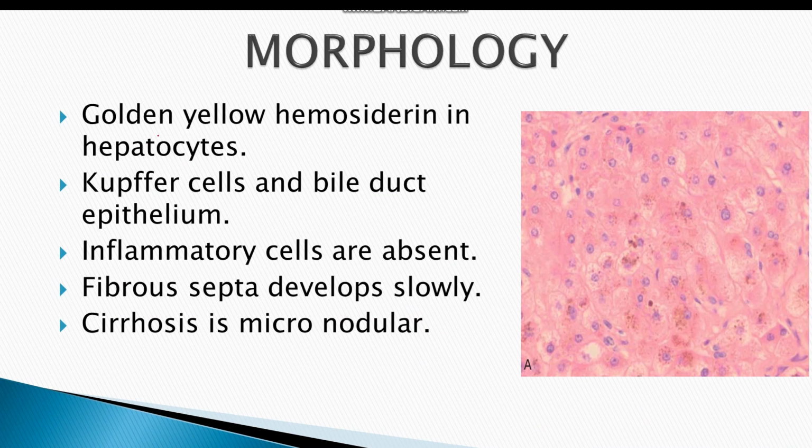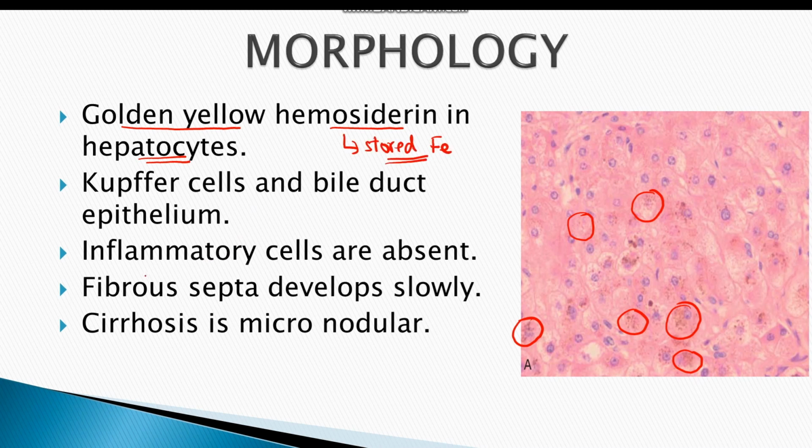The histological picture of a liver affected by hemochromatosis reveals golden yellow colored hemosiderin deposits inside the hepatocytes. As you can see here, these are the hepatocytes containing a golden yellow colored material which is known as hemosiderin. Hemosiderin is the stored form of iron. In addition to hepatocytes, these hemosiderin particles are also present in the Kupffer cells and epithelium of the bile ducts at the later stage.